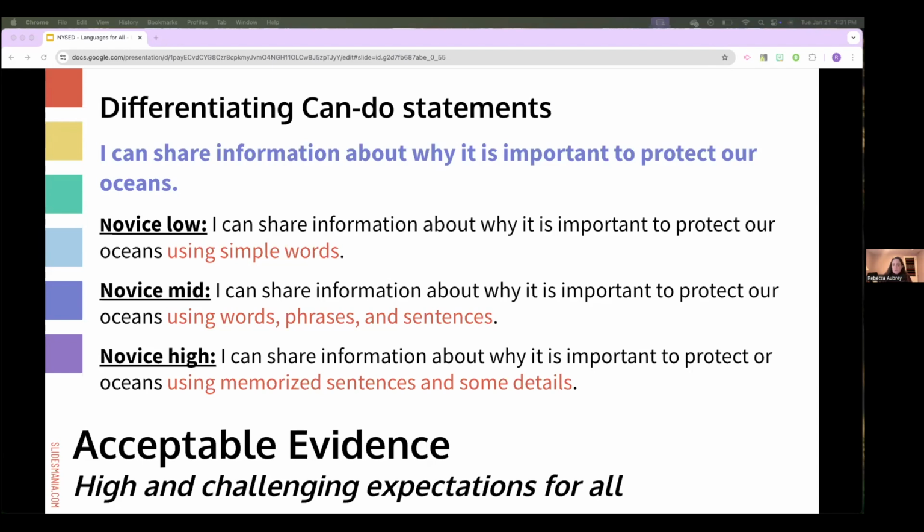And so we can differentiate our can-do statements. So all our students are studying the same topic, just how they're showing it might be a little bit different. And so that same can-do statement, for novice low, might be using simple words, versus at novice high, it might be using memorized sentences and details.